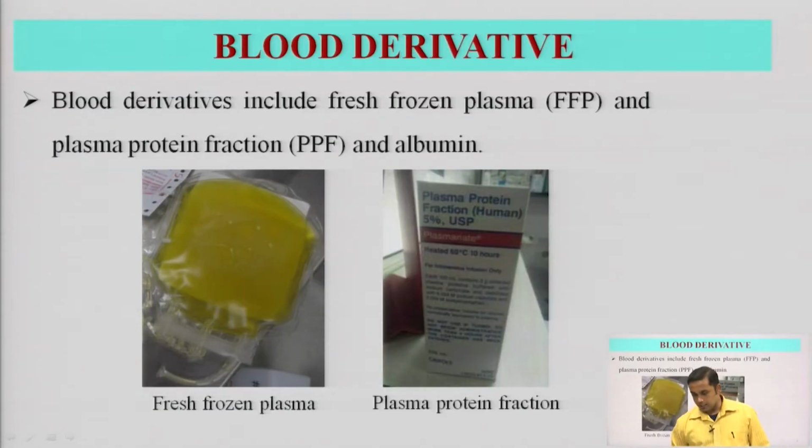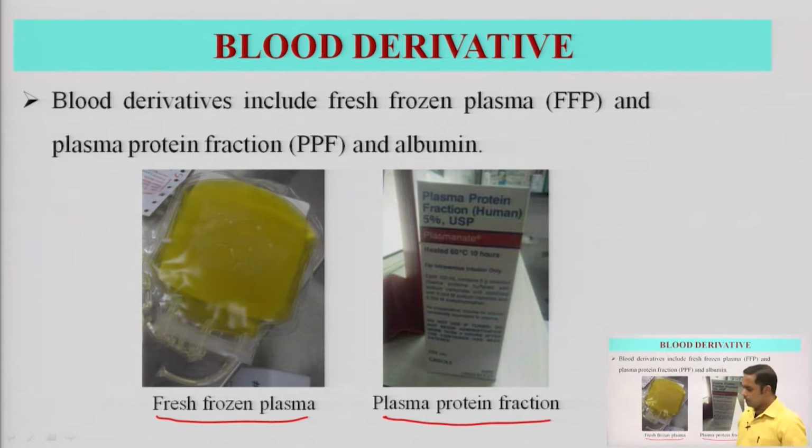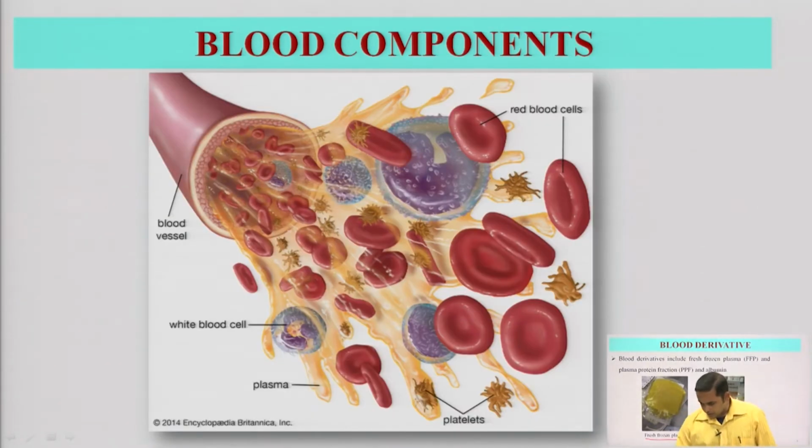So, let me first tell you about blood derivatives. I hope many of you might have seen in your life various kinds of fresh frozen plasma or plasma protein fractions. So, the question is how these products are actually produced, how you will make such products and where you may use them. To tell you that, I will have to tell you the basics.